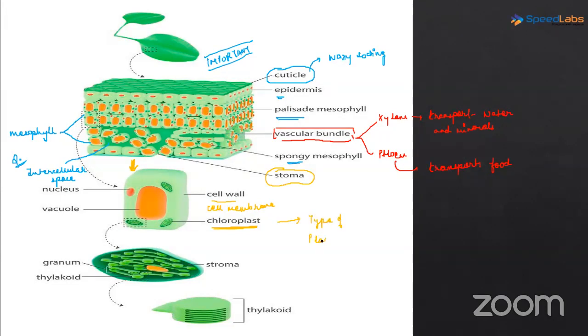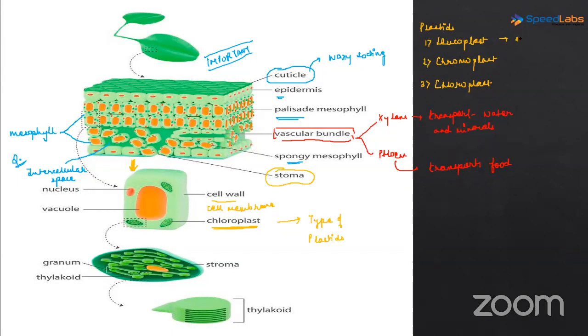Yes, plastids is a cell organelle that you must remember from your 9th standard, right? Plastids करके एक cell organelle पढ़ा था. तो chloroplast क्या है? Chloroplast is a type of plastid, right? प्लास्टिड पढ़े थे, उसके हमने तीन टाइप पढ़े थे. First leucoplast, second chromoplast, and third one is chloroplast.